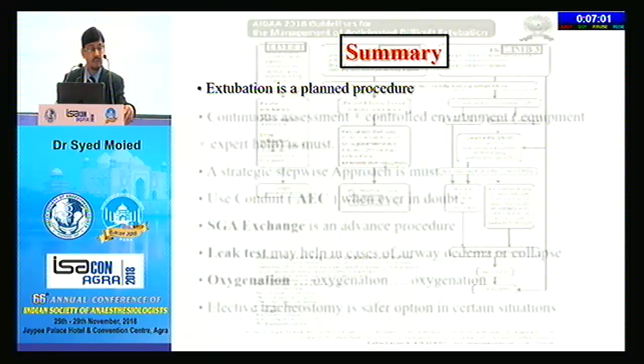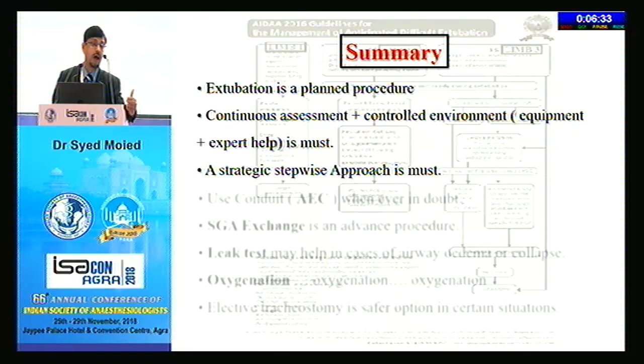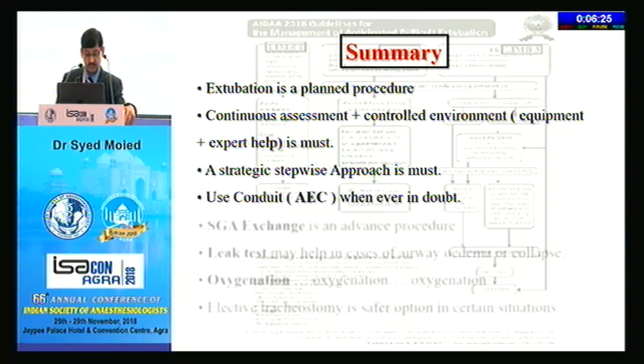So to summarize, extubation is a planned procedure. Continuous assessment and a controlled environment are always a must, and equipment and expert help are always a must. These are the things which you should always have, and you should be happy that the patient is in a controlled environment. The strategic stepwise approach, as we said, is very important in dealing with patients where you anticipate or predict that the patient will have a difficult extubation. After a difficult intubation, naturally the patient can land up with a difficult extubation. So you have to have a strategic stepwise approach in such patients.